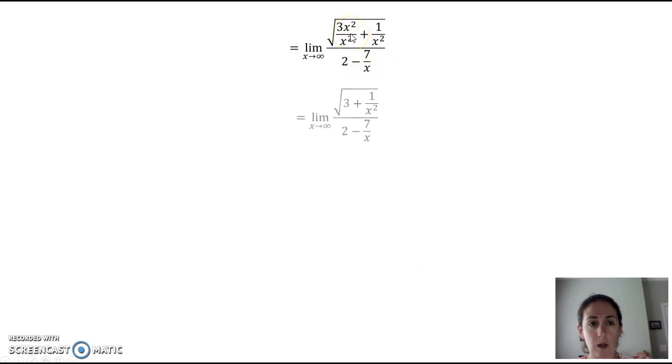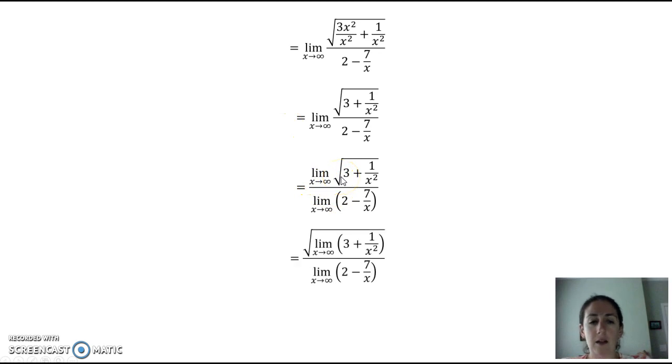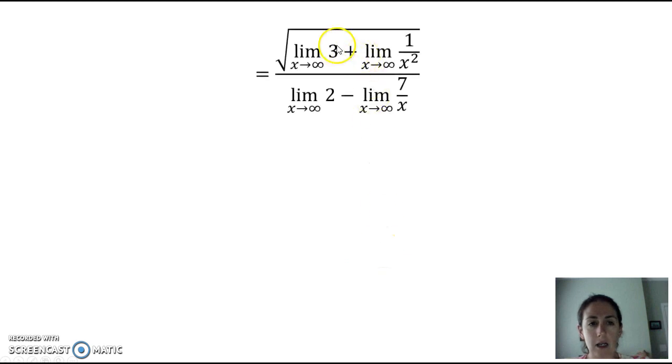And reduce. And when we do, we get the limit as x approaches infinity of the square root of 3 plus 1 over x squared, all over 2 minus 7 over x. Just like we did before, we can take the limit of the numerator over the limit of the denominator. Looking back at your limit laws, we know we can actually take this limit and stick it inside the radical. And then we can take the limit of each of those pieces like we did before.